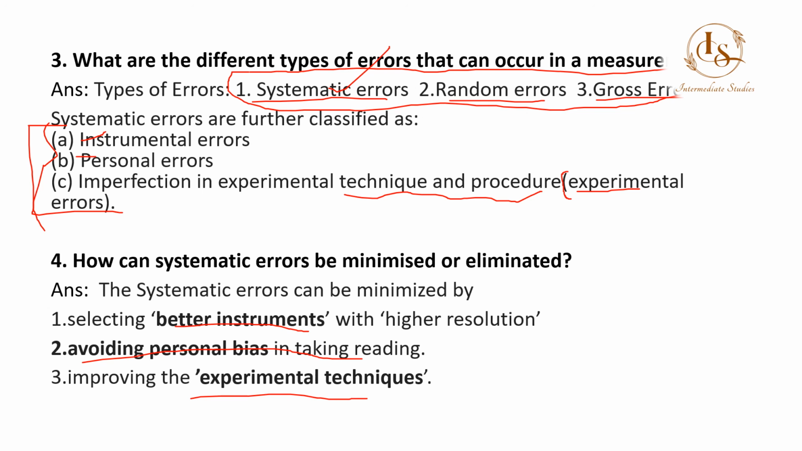Very simple, right? So we need to know what the systematic errors are and how we can overcome them: by selecting a better instrument, by avoiding personal bias in taking readings, and by improving the experimental techniques to avoid the experimental errors. And the next question.